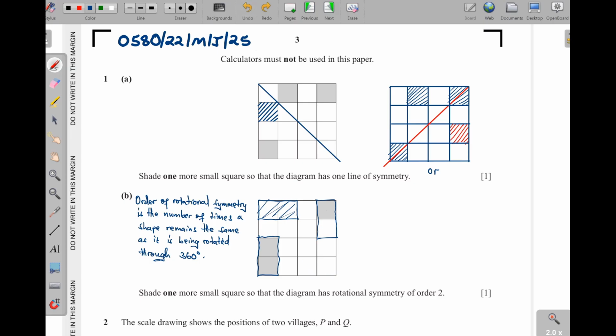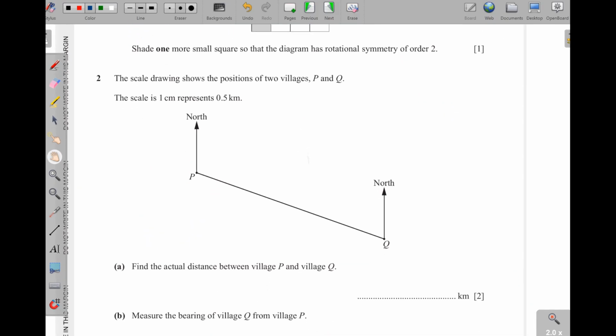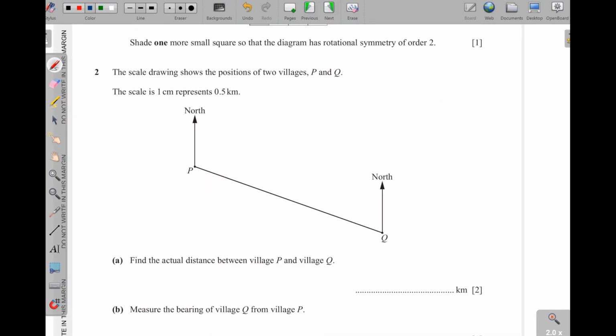So therefore, I would come to this diagram here and I shade one more here, which will be this one here. As simple as that. Question 2 is coming from bearings.